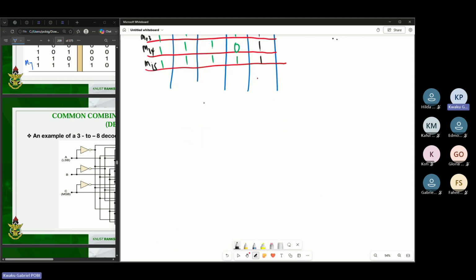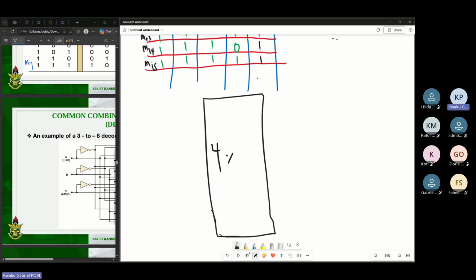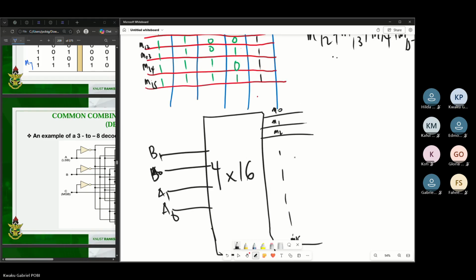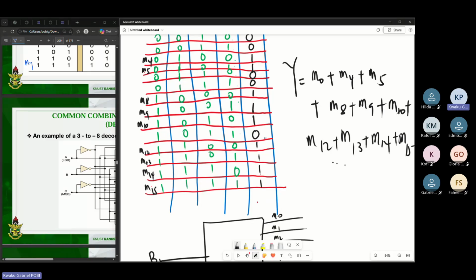Here you just need to draw your black box, which is a 4-bit by 16 output. So 4 inputs, which are A0, A1, and then B0, B1, like this. So 4 to 16, you have 16 outputs. So M0, M1, M2, all the way to M15. Then you just connect. So you check the outputs here. Which of them are giving you a high? Then you just OR all of them together.